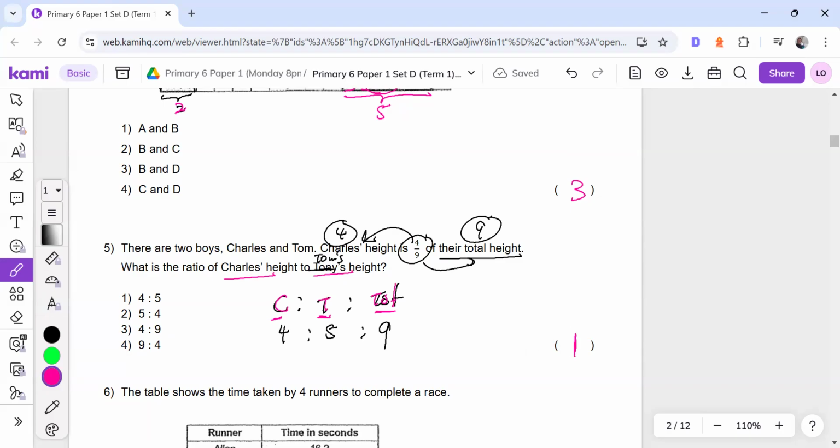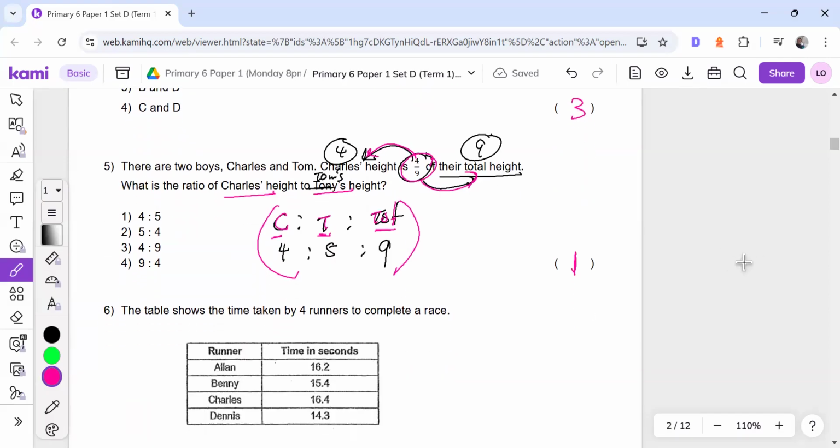Got it now? So over here, what's the lesson here? You must know how to convert the fraction to ratio. Once you can do that, then you can get the answer. Otherwise, you can't get the answer. Okay, clear so far? All right, Shalene, understand, Shalene?